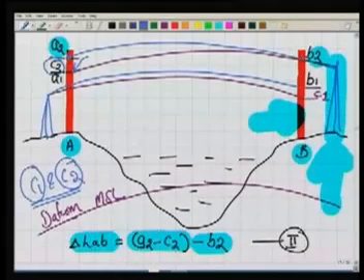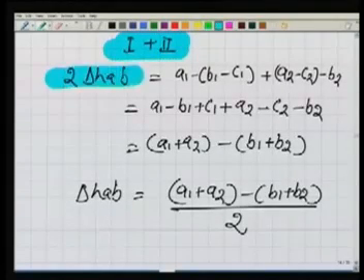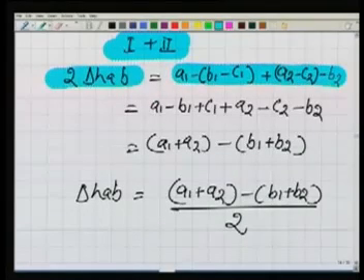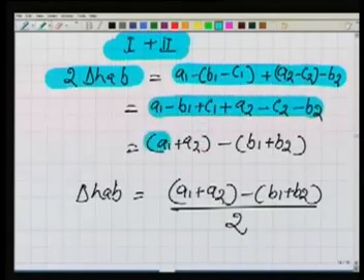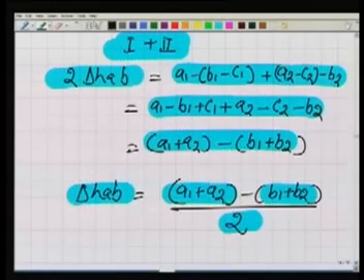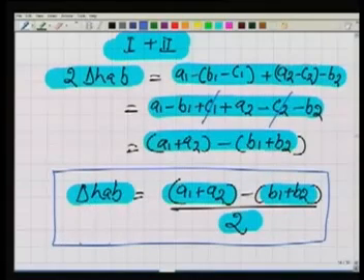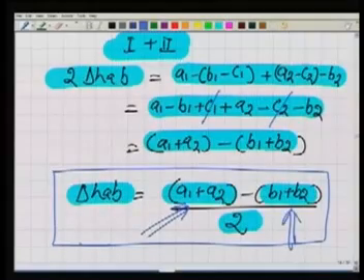So if these two errors are the same, I can now easily sum equation 1 and 2. So 2 delta HAB, if you simplify it, we will find this delta HAB is (A1 plus A2 minus B1 minus B2) divided by 2, because we have already discussed that C1 and C2 will cancel out. So we can still determine the difference in elevation between these 2 points by taking the observations A1, A2, B1, B2, means the observations from 2 ends simultaneously.